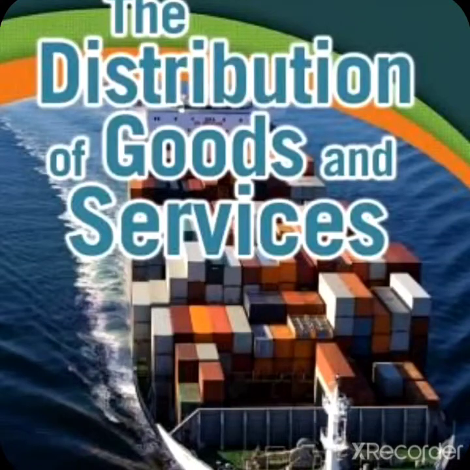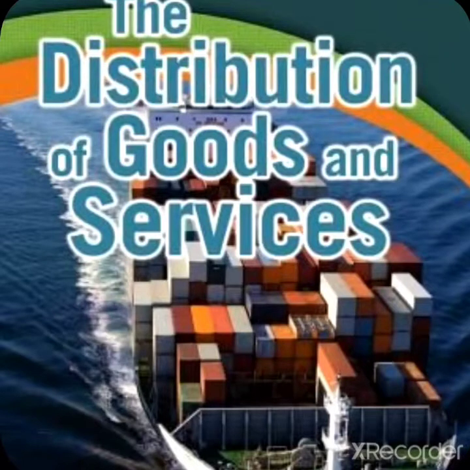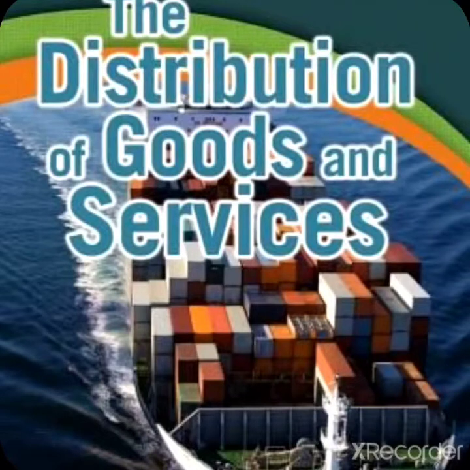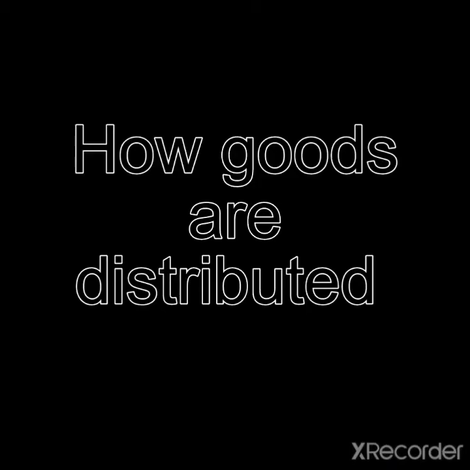Hello kids, today we'll be looking at the concluding part of the topic, distribution of goods and services. In our last class, we looked at the reasons why goods are distributed, and we said goods can be distributed in two ways, either by importation or by exportation. So today we're looking at how goods are distributed. Before we do that, let's quickly look at the levels of distribution.